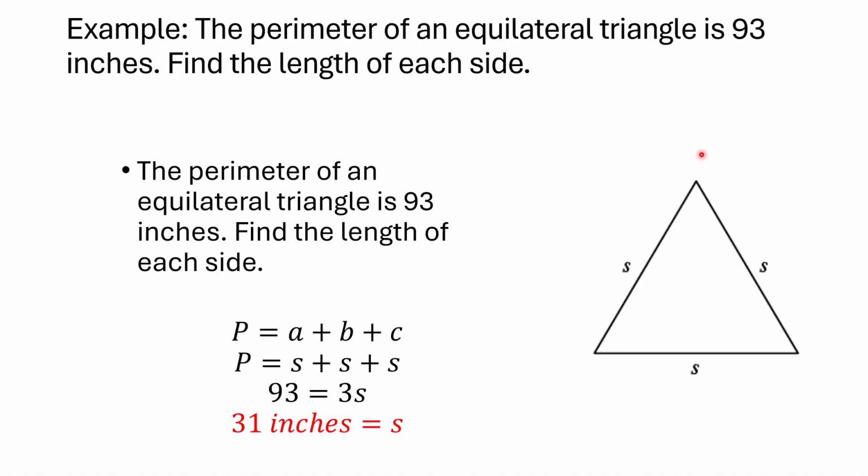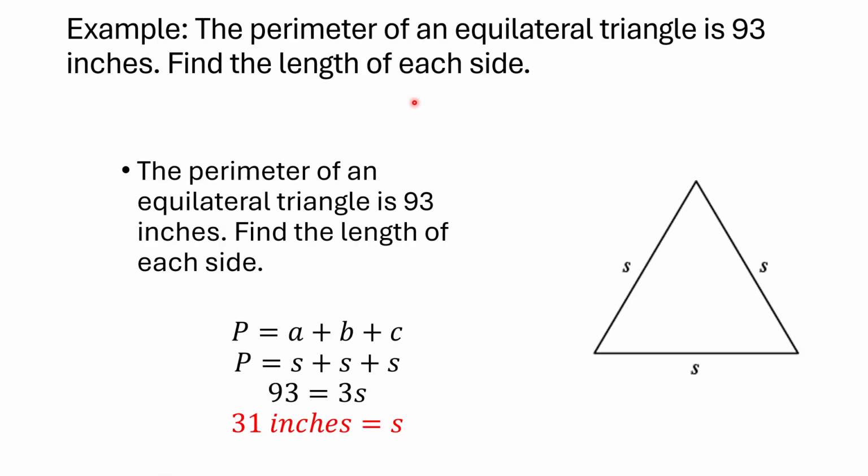Okay, so the example gives us the perimeter of an equilateral triangle is 93 inches. We're given the perimeter, the total length of all the sides. Then we are asked to find the length of its side. Using this formula, P equal to S plus S plus S, or 3S. We're given the perimeter, which is 93. So substitute the value of P, which is 93, equal to 3 times S. Divide both sides by 3, we got 31 inches. So each side of this triangle is equal to 31 inches.